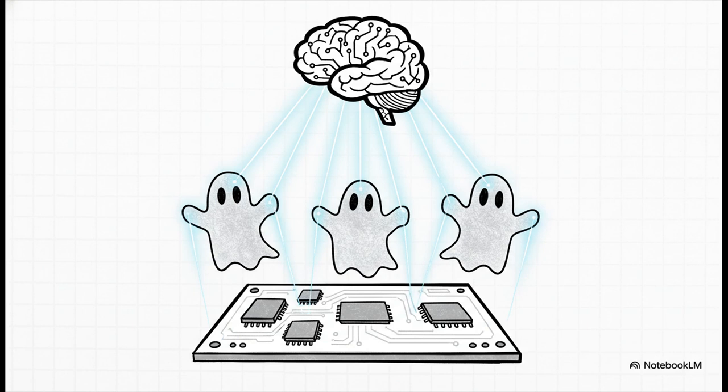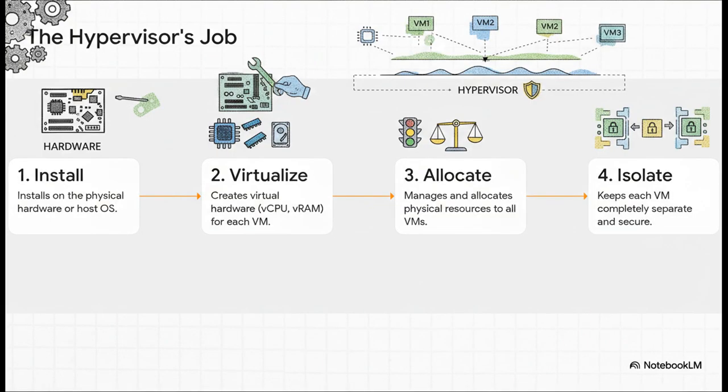The hypervisor is the puppet master. It's the engine that creates, runs, and manages all of your virtual machines. It's the absolutely crucial link between your physical hardware and the virtual world that the VM lives in. So how does this puppet master actually do its job?